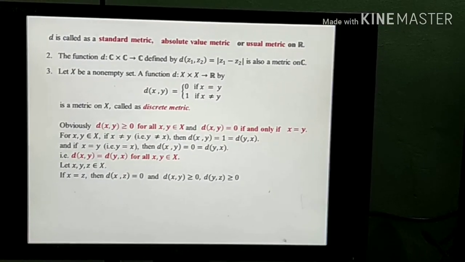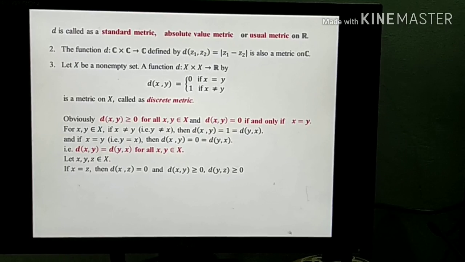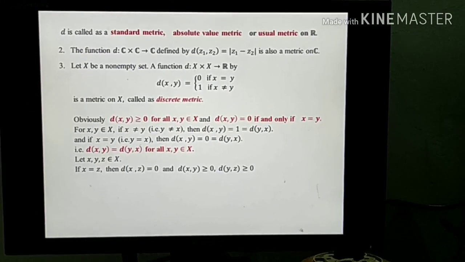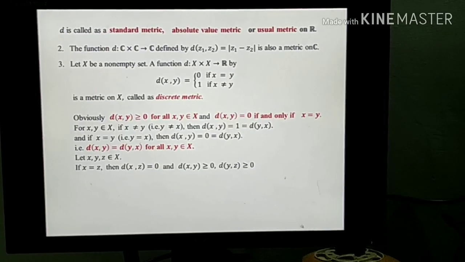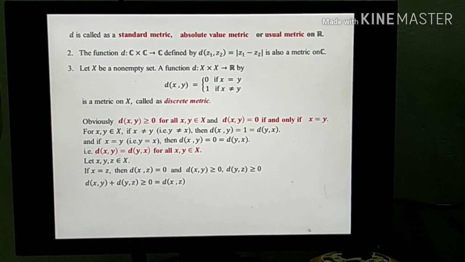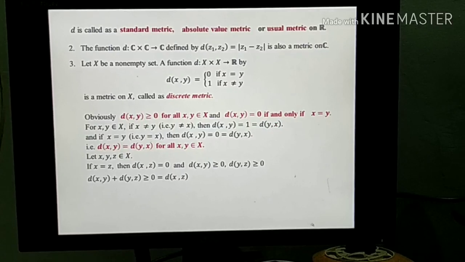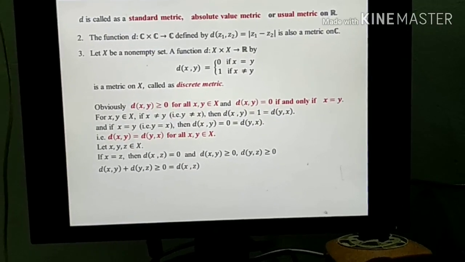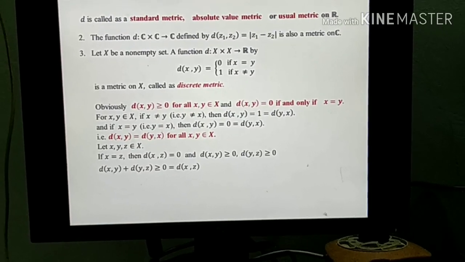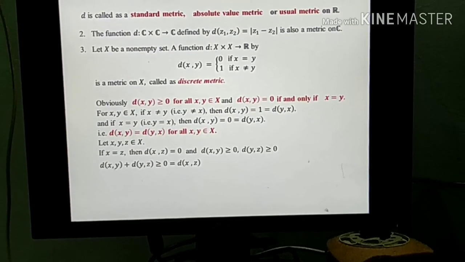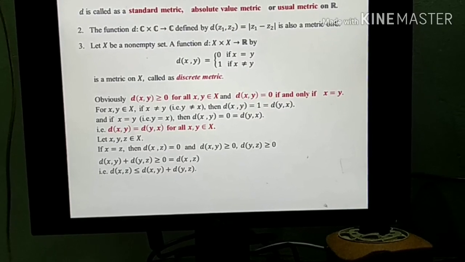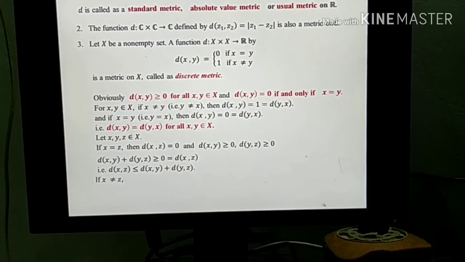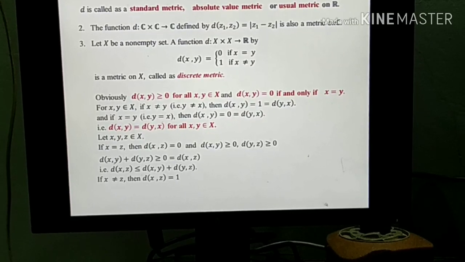Therefore, we can simply say that dxz equal to 0 is less than or equal to the addition dxy plus dyz, because dxy plus dyz is greater or equal to 0 and dxz is equal to 0. In this situation, we will get the inequality dxz less than or equal to dxy plus dyz. Now, suppose x is not equal to z, then by definition of D, dxz becomes equal to 1.